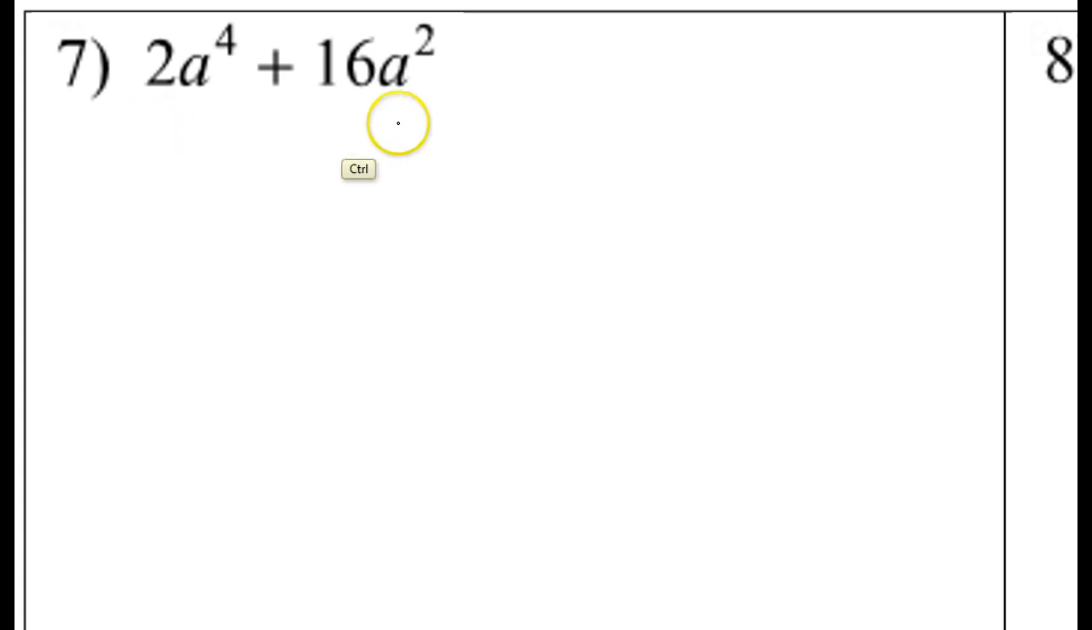Number 7 is just a binomial, so I'm not going to do the box method or grouping. All that's going to come later. Step 1 is always greatest common factor, GCF. I'm noticing that both of these are divisible by 2, and both terms have a's in them. So how many a's will I pull out? I will pull out a squared, because that's the lower amount. You always pull out the lower amount.